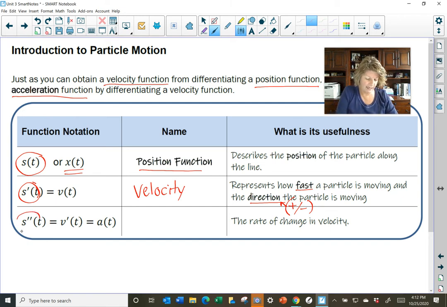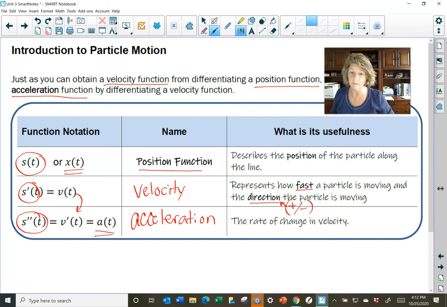And now if I take another derivative off of position, which I'd be at the second derivative, which if I take a derivative of velocity would be the first derivative of velocity, I get to acceleration. So acceleration is the second derivative from position, or it's a rate of change of velocity, the first derivative from the velocity function. Okay, so acceleration is the rate of change in velocity.